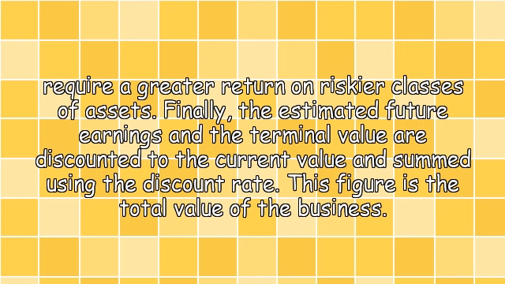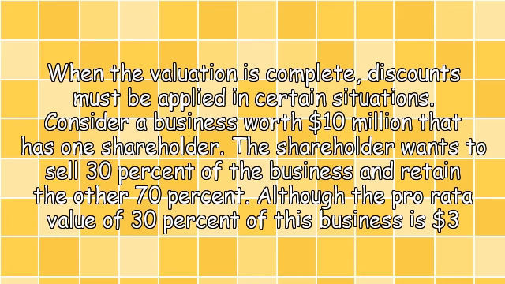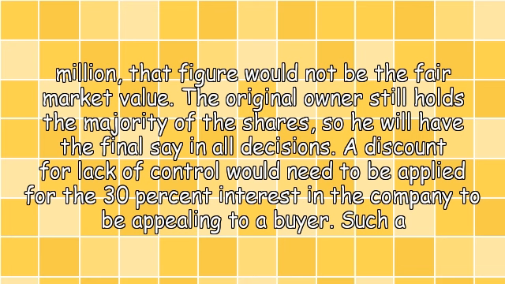When the valuation is complete, discounts must be applied in certain situations. Consider a business worth $10 million that has one shareholder. The shareholder wants to sell 30% of the business and retain the other 70%. Although the pro rata value of 30% of this business is $3 million, that figure would not be the fair market value. The original owner still holds the majority of the shares, so he will have the final say in all decisions. A discount for lack of control would need to be applied for the 30% interest in the company to be appealing to a buyer. Such a discount could range from 10% to 30% or more.